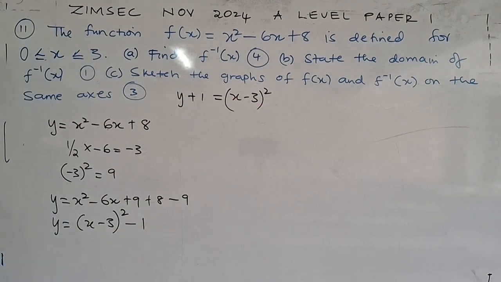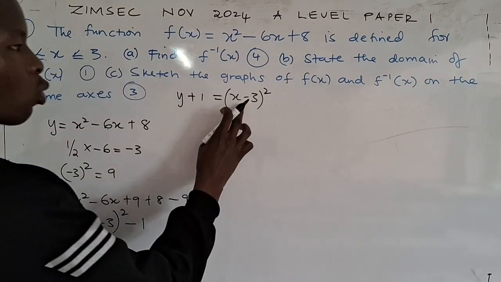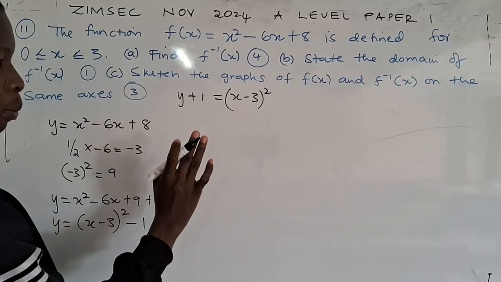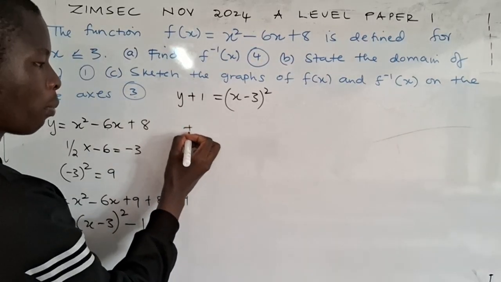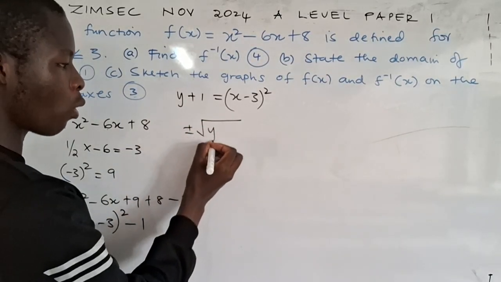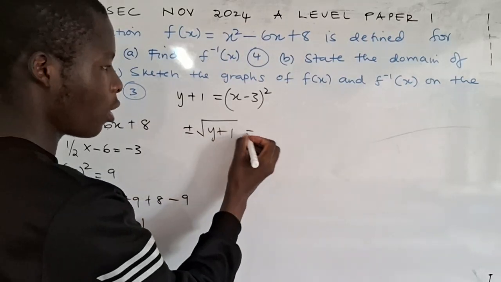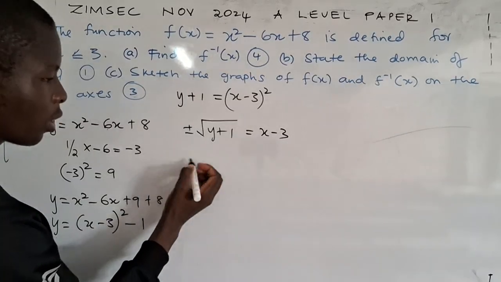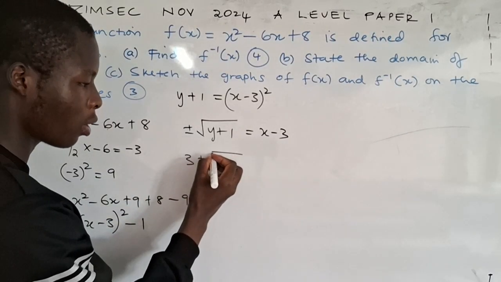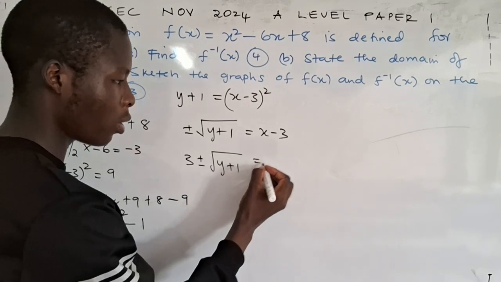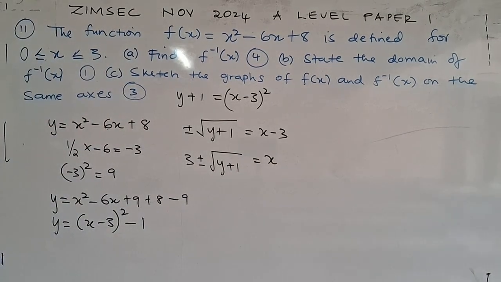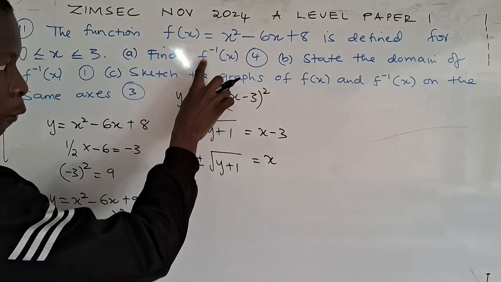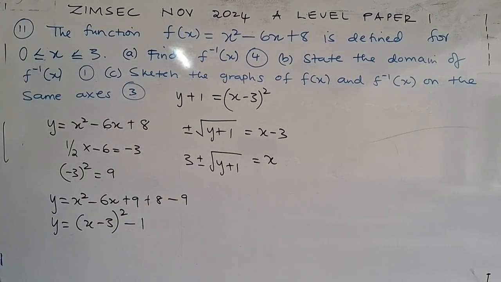Okay, now you are supposed to take the square root of both sides. So if you take the square root of both sides, see, this will be positive or negative. The square root of y plus 1, okay, is equal to x minus 3. You bring this 3 to this side. So 3 plus or minus the square root of y plus 1 is equal to x. Here we are. Now we want to write the inverse. f to the power minus 1 of x is equal to what?